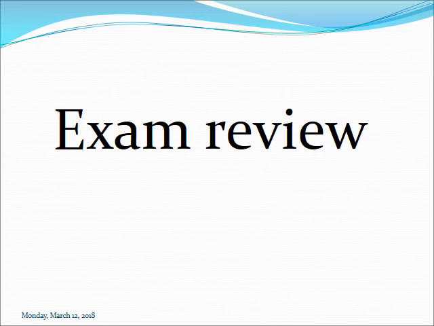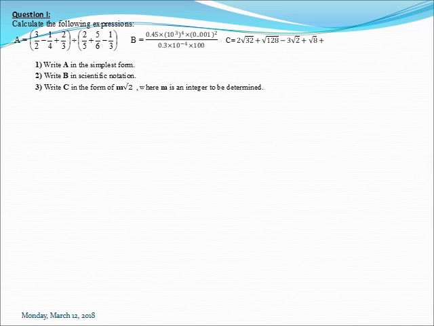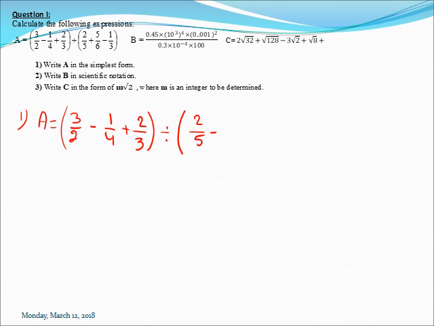Now, exam review. Question 1. Calculate the following expressions. 1. Write A in simplest form. A equals 3 over 2 minus 1 over 4 plus 2 over 3, divided by 2 over 5 plus 5 over 6 minus 1 over 3.